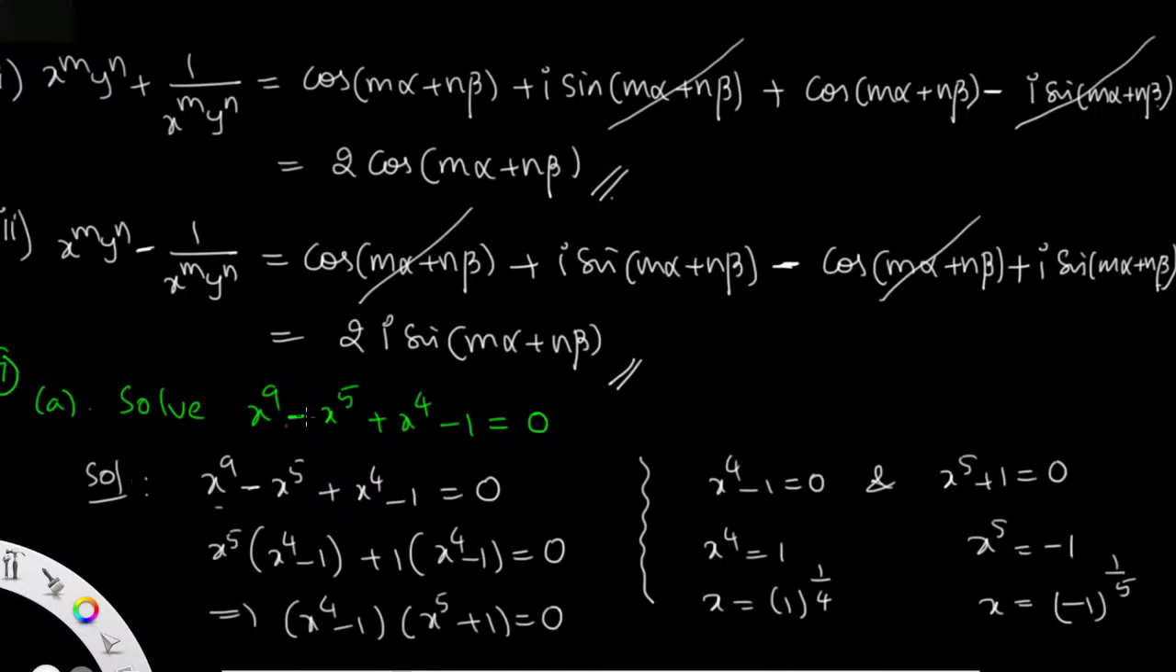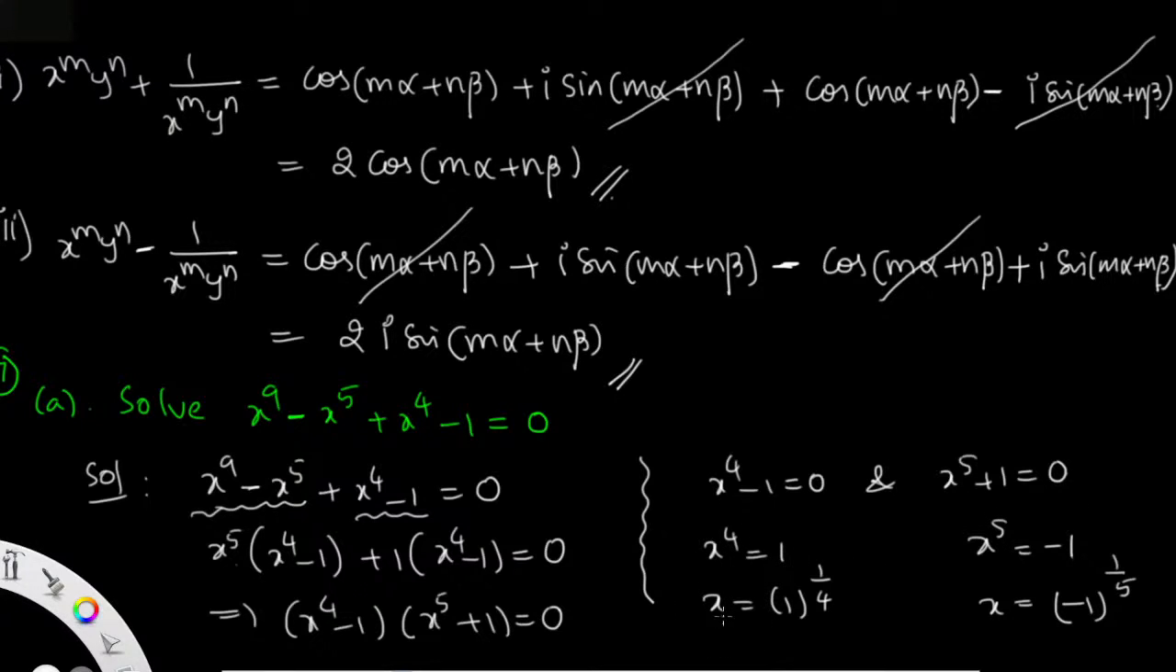So what we have done is general factorization: x power 9 minus x power 5 plus x power 4 minus 1 equal to 0. From the first two terms, x power 5 is common. From the other two terms, keep the same. So x power 5 plus 1 times x power 4 minus 1. Product of the two terms: x power 4 minus 1 equal to 0 and x power 5 plus 1 equal to 0. So x power 4 equal to 1.